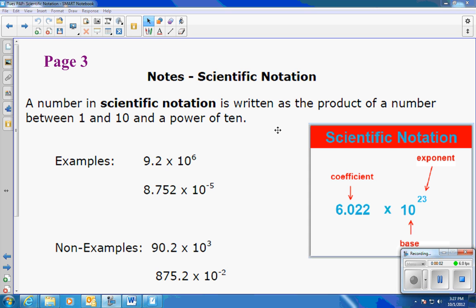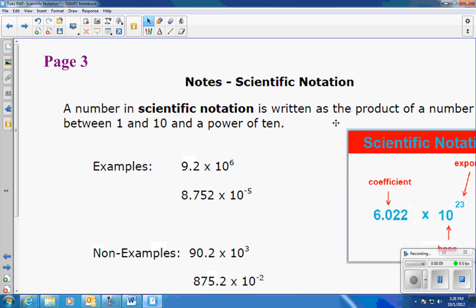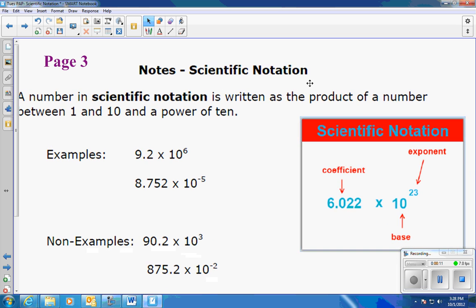So this recording is about scientific notation. A number in scientific notation is written as the product, which of course means multiply, the product of a number between 1 and 10. That 1 and 10 is very important. And a power of 10.